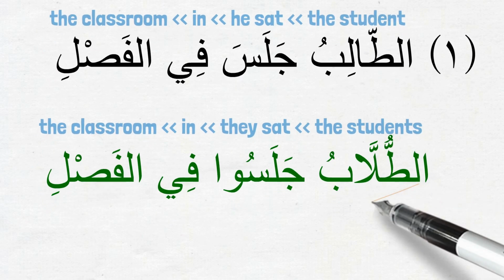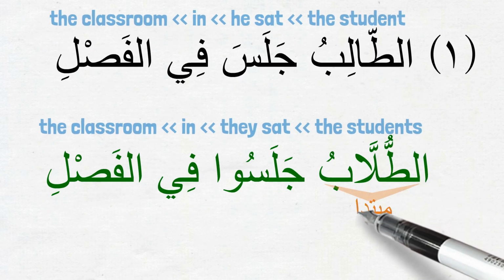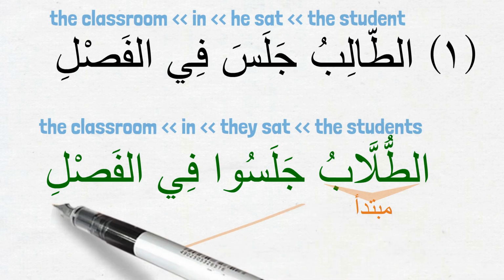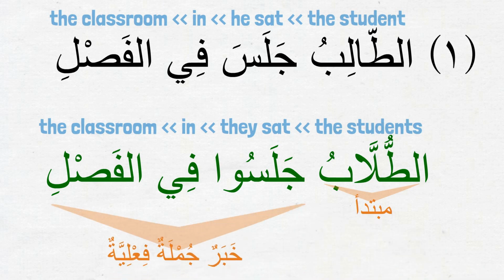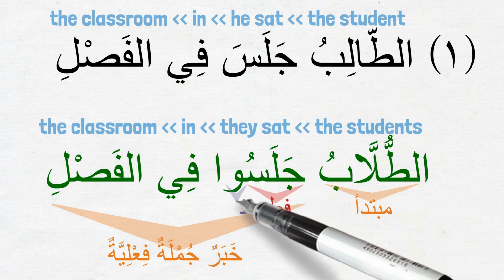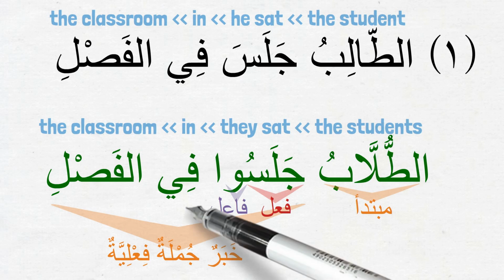The mubtada of the second sentence is الطلاب. What is the khabar? It is the whole jumla fi'aliyya جلسوا في الفصل. They sat in class. جلسوا is the fi'al and fa'il combined, and fa'il is al-waw.